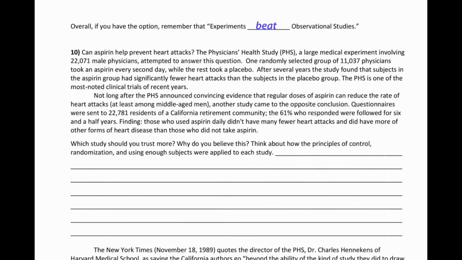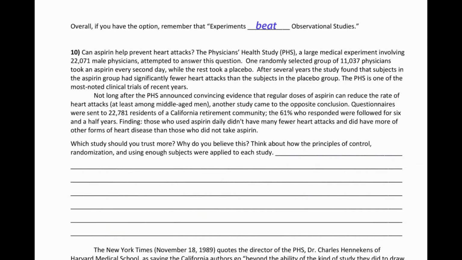Now, not long after the PHS announced convincing evidence that regular doses of aspirin can reduce the rate of heart attacks, at least among this group of middle-aged men in their experiment, another study came to the opposite conclusion. Questionnaires were sent to 22,781 residents of a California retirement community. Of the 61% who responded, they were followed for 6.5 years. The finding of that survey was that those who used aspirin daily didn't have many fewer heart attacks and did have more forms of other heart disease than those who didn't take the aspirin.